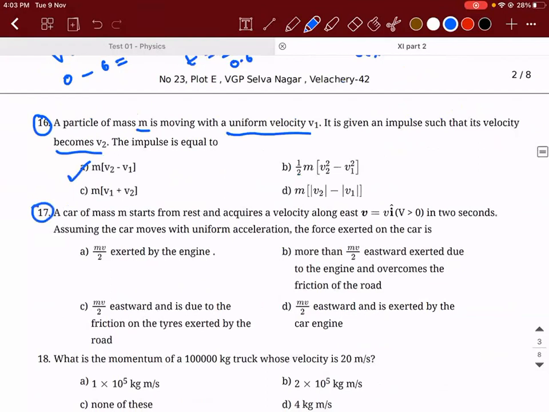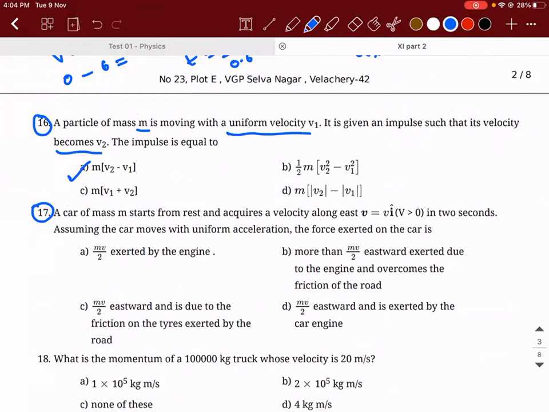17th. There is a car of mass m which starts from rest and acquires a velocity. Sir, is impulse a rate of change of momentum or just change in momentum? Rate of change of momentum is force, by Newton's second law. Okay.